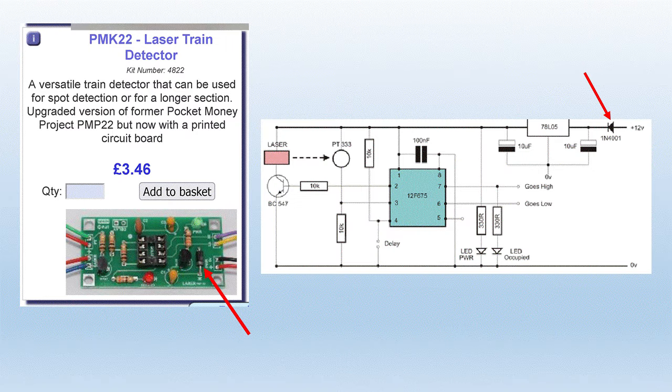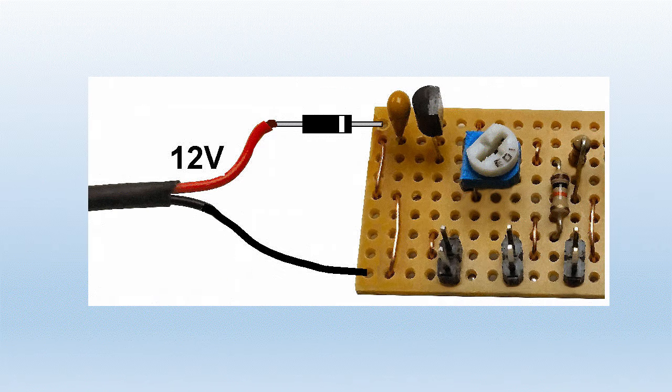Here it is in our Merg laser detector kit. On the left you'll see the arrow pointing to where it is on the printed circuit board, and on the right hand side you'll see it's in series with the incoming power supply. If your module doesn't have one of those and there's no space to fit it, then you can fit it in series with the incoming lead, as in this example.